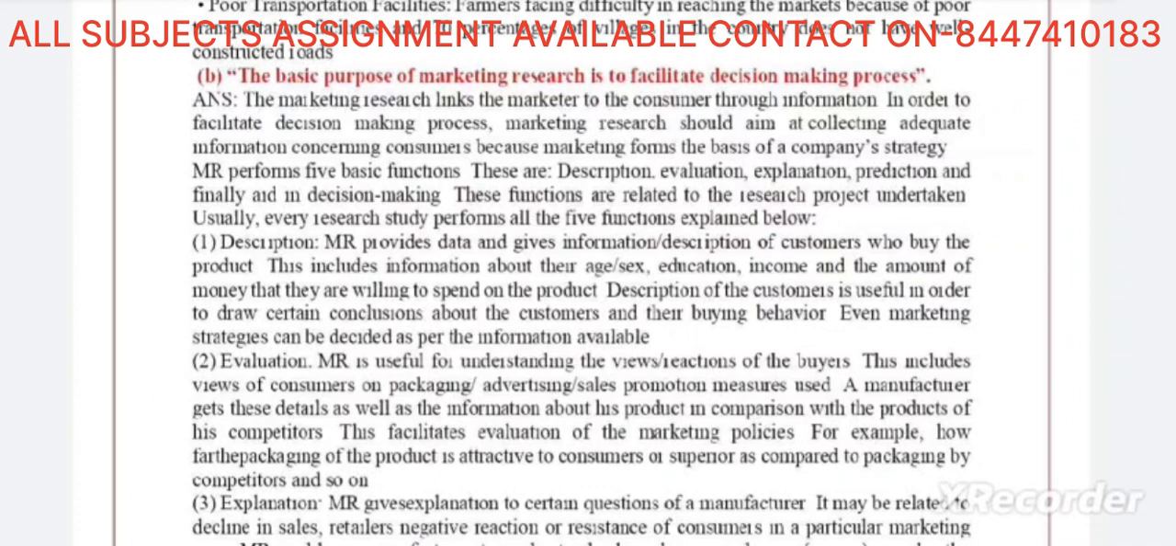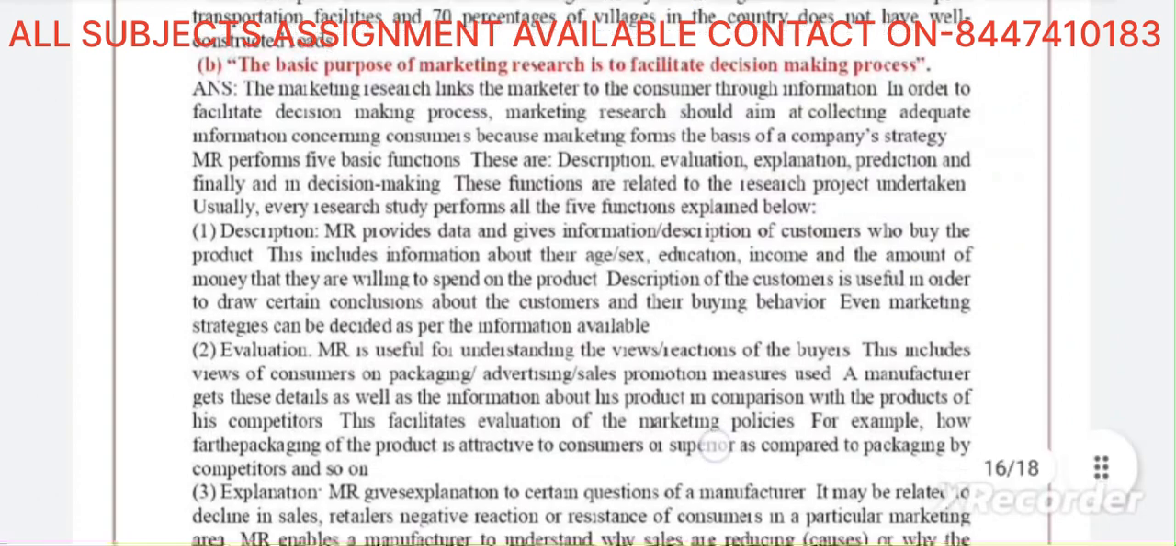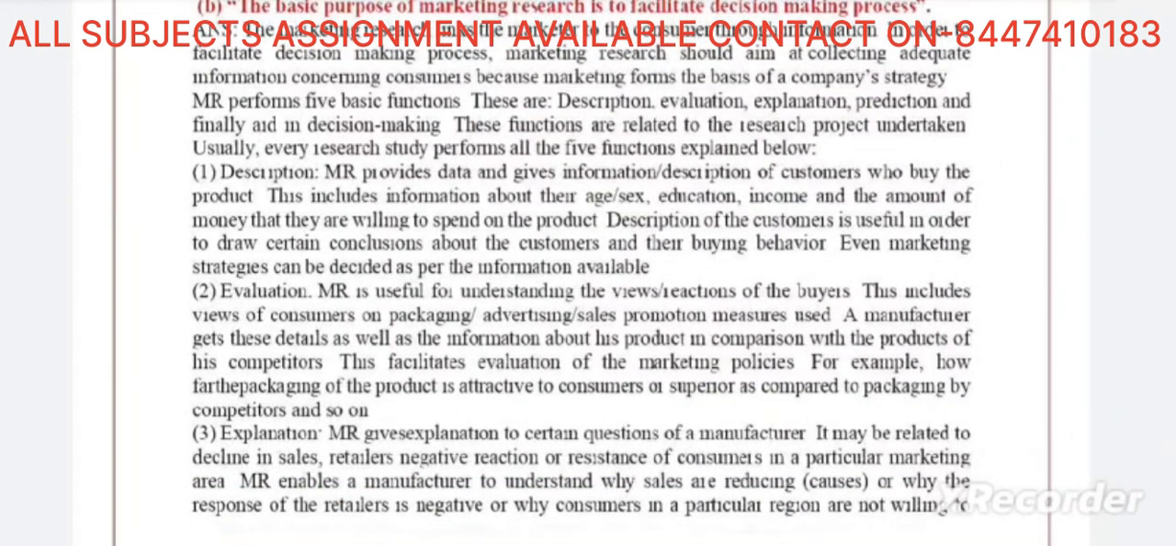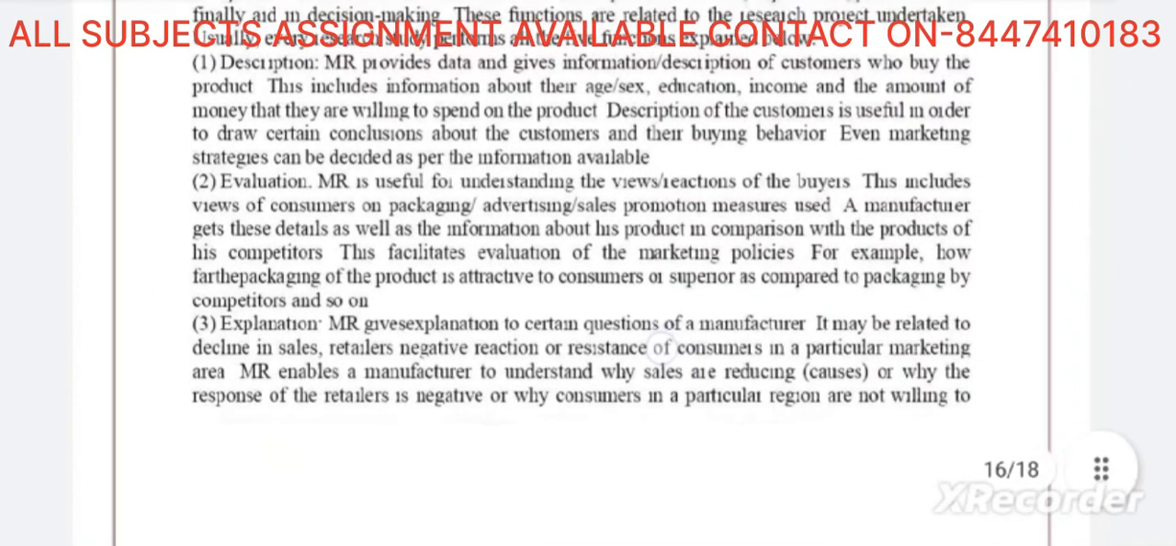MR performs five basic functions. These are description, evaluation, explanation, prediction, and finally, decision making. These functions are related to the research project undertaken. Usually, every research study performs all the five functions explained below. Description: MR provides data and gives information on customers who buy the product. This includes information about their age, sex, education, income, and the amount of money they are willing to spend on the product. Description of the consumers is useful in order to draw certain conclusions about the customers and their buying behavior. Even marketing strategies can be decided as per the information available.